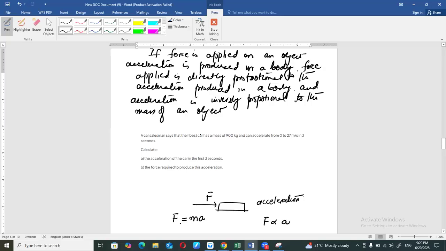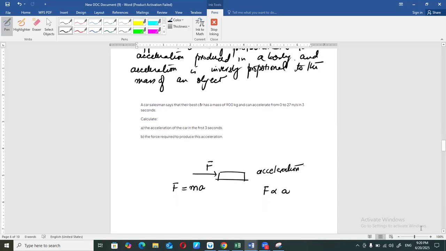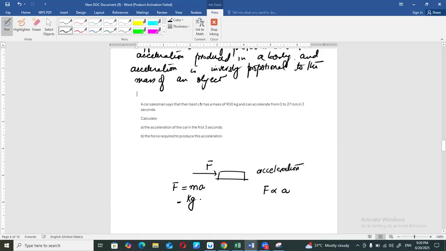If mass is less, acceleration required needs to be more. If acceleration is less, mass will be more. So force is the product of mass and acceleration as per Newton's second law. What is the unit of force? Mass is in kgs, acceleration is in meters per second square. So the unit of force is kilogram meter per second square. This is called the base unit.